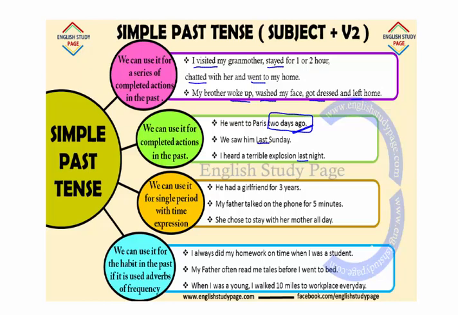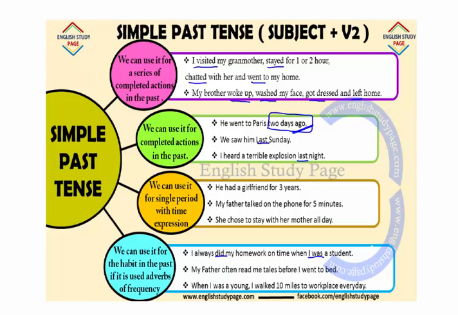We can use it for the habit in the past if it is used with verbs of frequency, right? I always did my homework on time when I was a student. So when I was a student, I always did my homework.